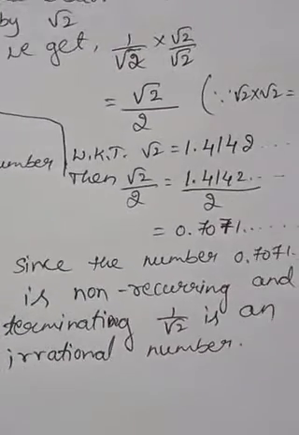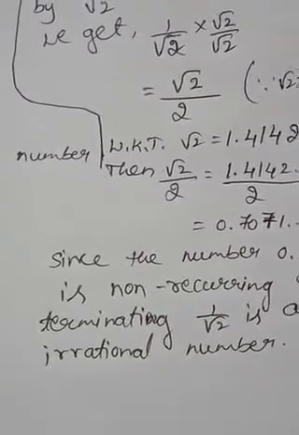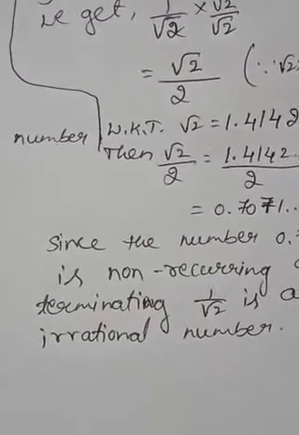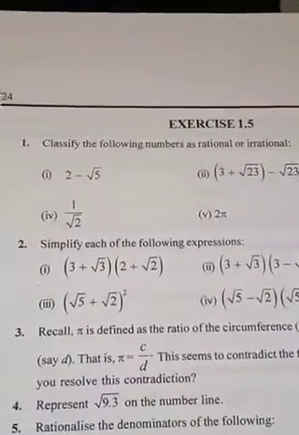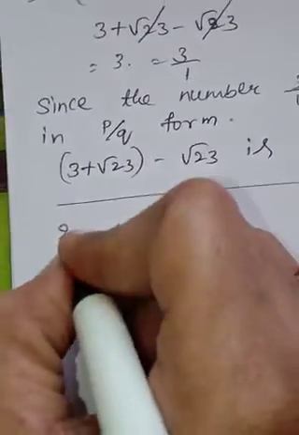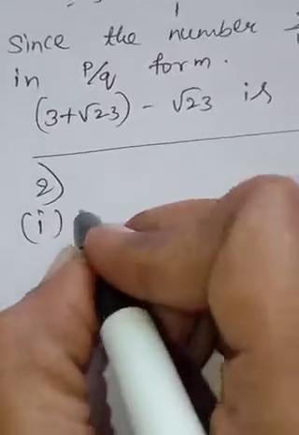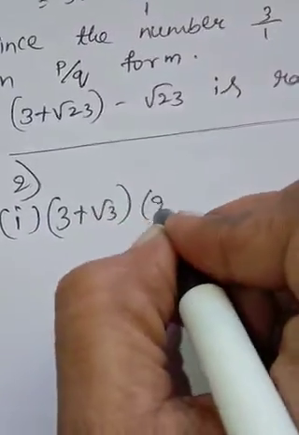And first you do it in your homework book. Afterwards, if you get the correct answer, you write it down in your classwork. Okay, next I will move to the next main question, that is simplify each of the following expressions. How to simplify this one I will show you. Second main question, first one I am going to show you: 3 plus root 3 and then 2 plus root 2.